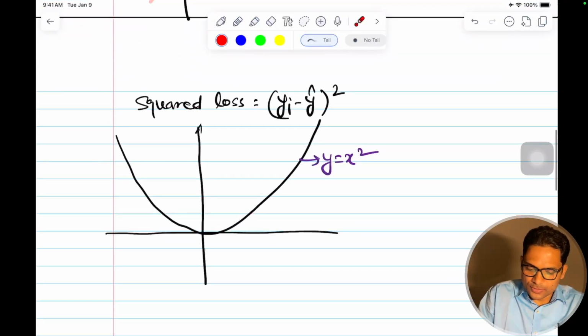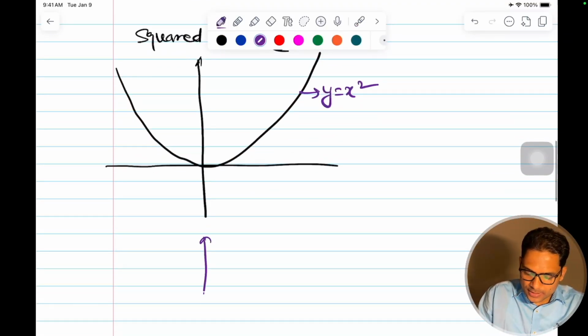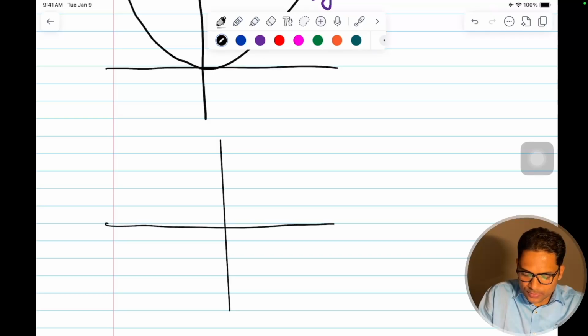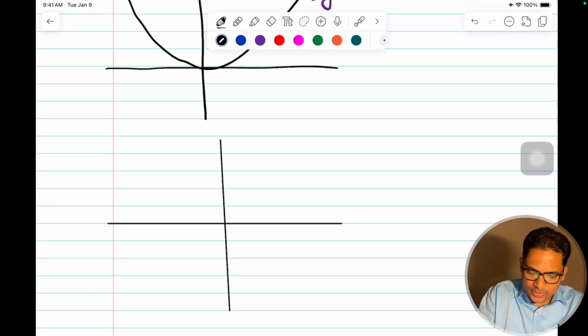Here also, this is y equal to x square, and you know y equal to minus x square. If you take the negative sign, what will the graph look like? If you have y equal to minus x square, what will the graph look like? It looks something like this.